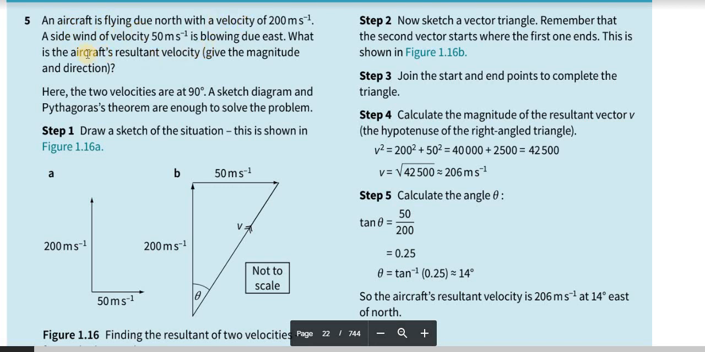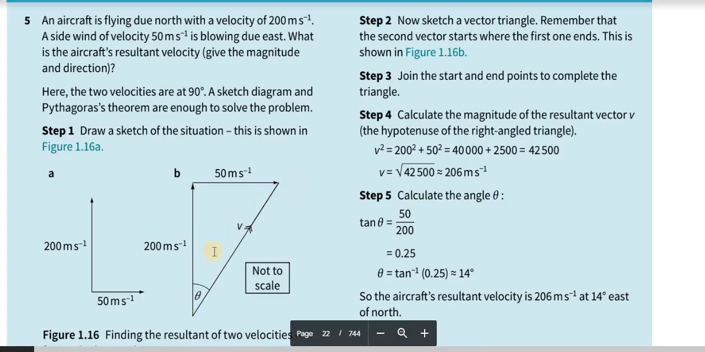Okay, so what happens is the wind is blowing due east. What is the aircraft's resultant velocity? Give magnitude and direction. So you can draw a diagram like this. It's trying to go this way, the wind is blowing this way, eventually it will end up somewhere there. This is called a vector diagram. Okay, so the resultant will give you the resultant velocity.